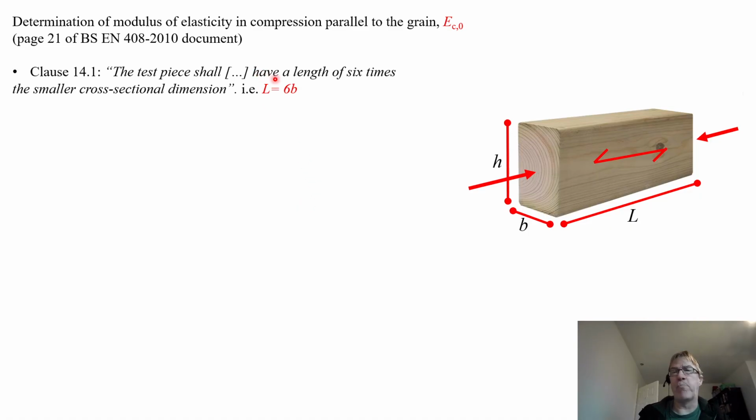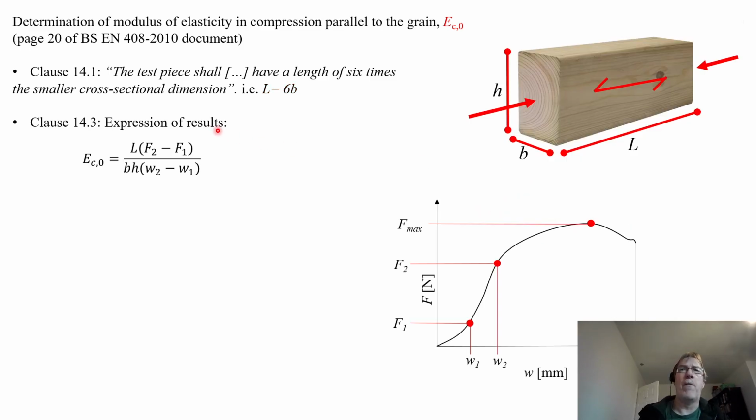Again, it's actually the same sample, the same test, same data. Again, L equals 6 times B, or H, whatever's smallest. And the expression is going to be this expression here: E_C0 equals L multiplied by (F2 minus F1), all divided by the area, BH, multiplied by (W2 take away W1). Okay, that sounds okay. However, what are F1 and F2?